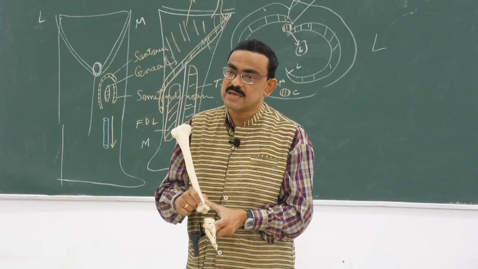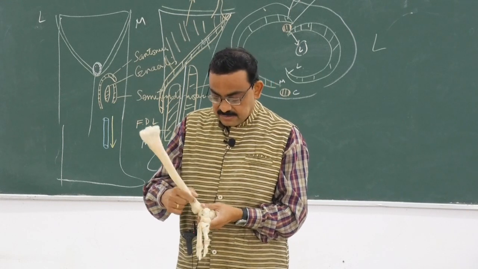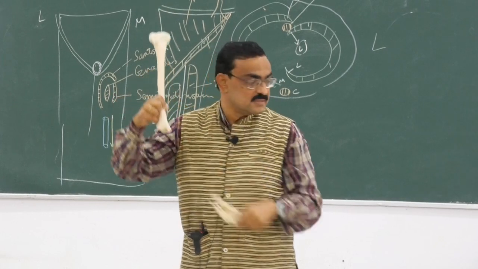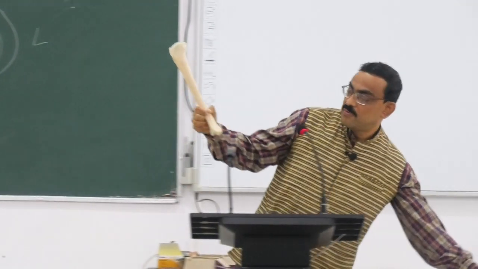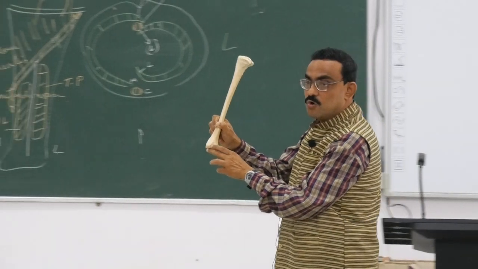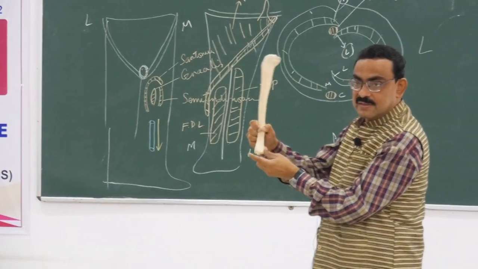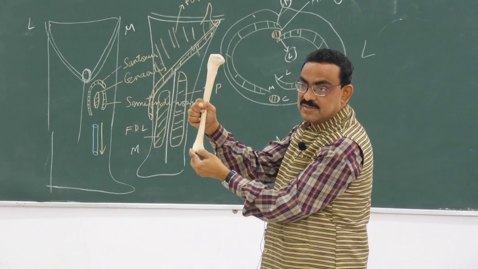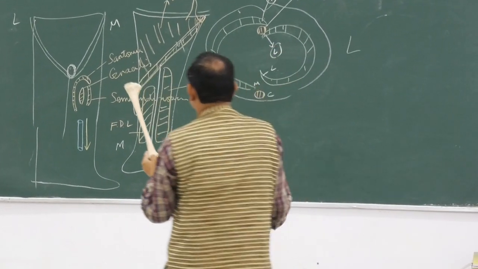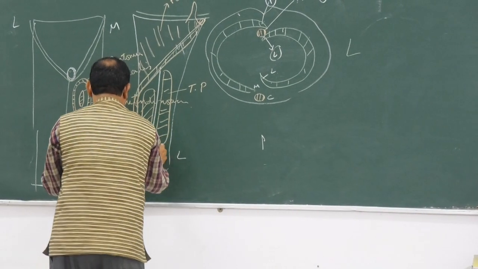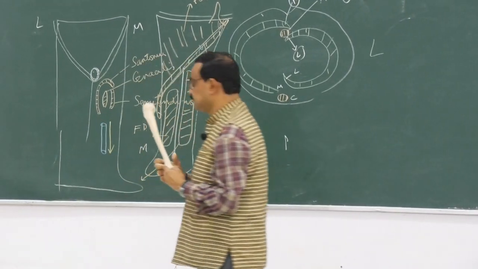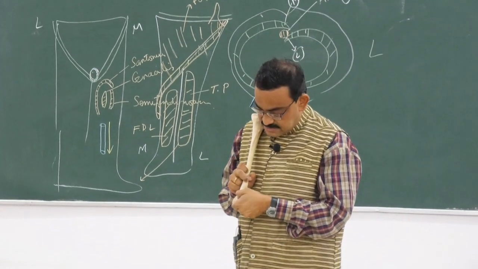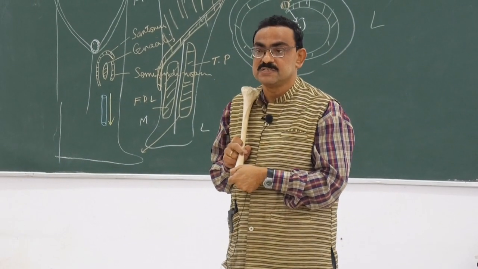and this surface is absolutely subcutaneous. But behind we can find one groove. On the posterior surface of the medial malleolus, there is a groove. This groove is for the passage of the tendon of the tibialis posterior.